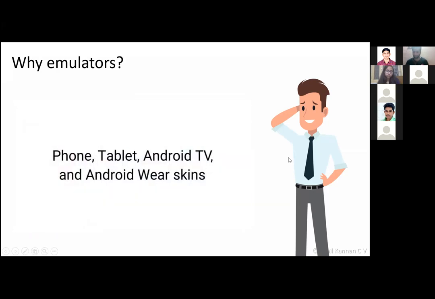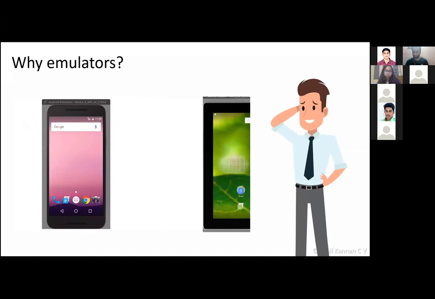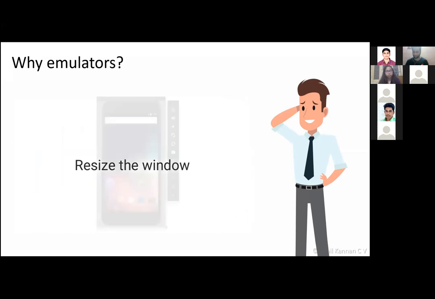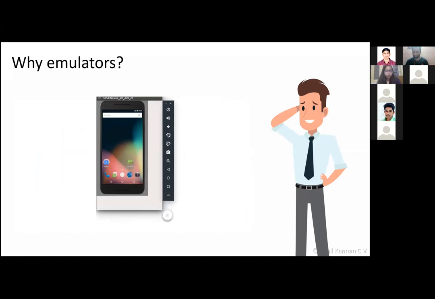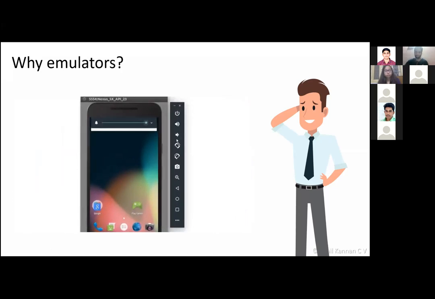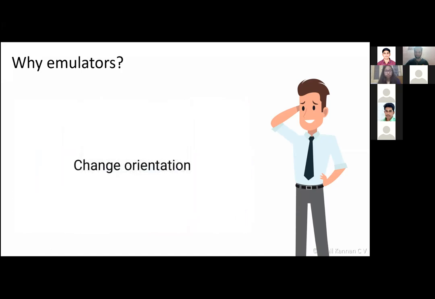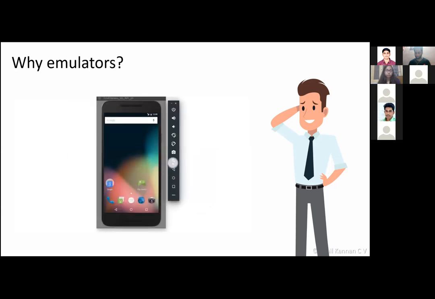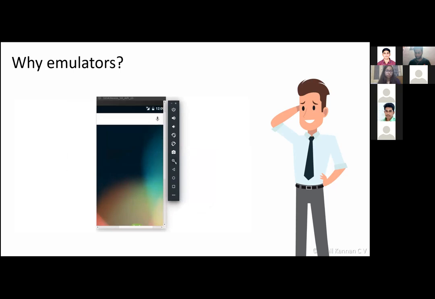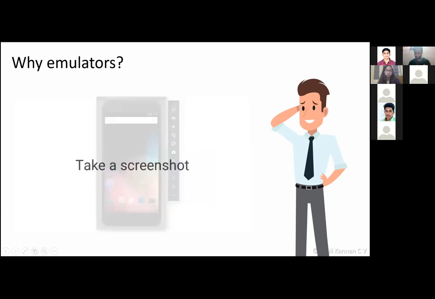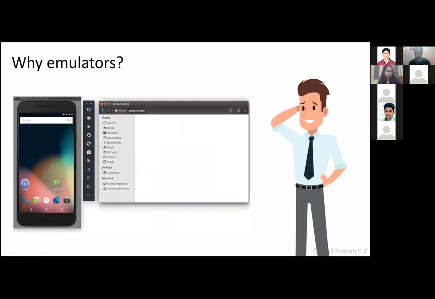So these are the helpful things we can do: we can simulate phones, tablets, and even Android TV and Android Watch. We can resize the window to any size, like a mobile, and customize it. Whatever you can do with your real device can also be done with your emulator, like sound, rotating your phone, changing it to landscape and portrait, taking camera shots, and zooming in on a part of your device. Whatever basic things you can do with your normal device can also be done with your emulator, so without damaging your real device, you can use your emulators.